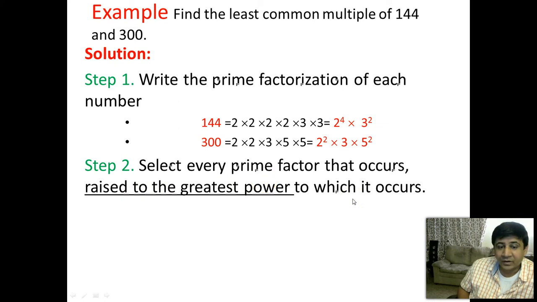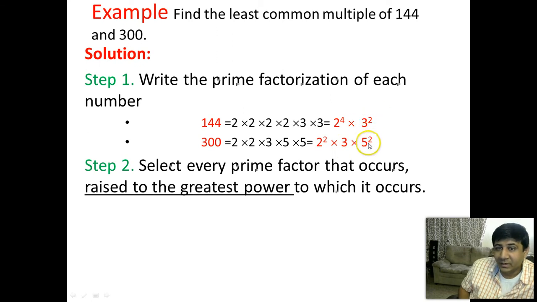How many factors do we have here? We have 2, 3 and 5 as factors. For 2, we have this one here and this one here. Which one is the greatest? 2 to the power 4. So we'll pick this one. The next factor is 3. We have 3 to the power 1 and 3 to the power 2. Which one is greatest? This one, so we will pick that one.